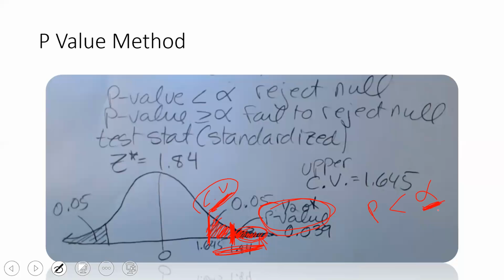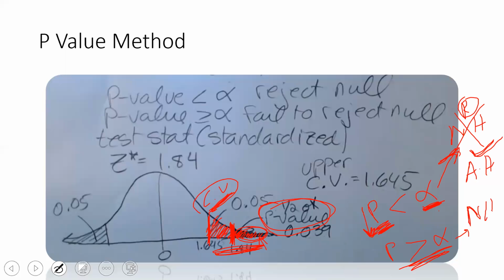See, I told you, if the p-value is lower than alpha, then my null hypothesis will be rejected, which means the alternate hypothesis will be selected. In the same way, if the p-value is greater than alpha, my null hypothesis will be accepted.